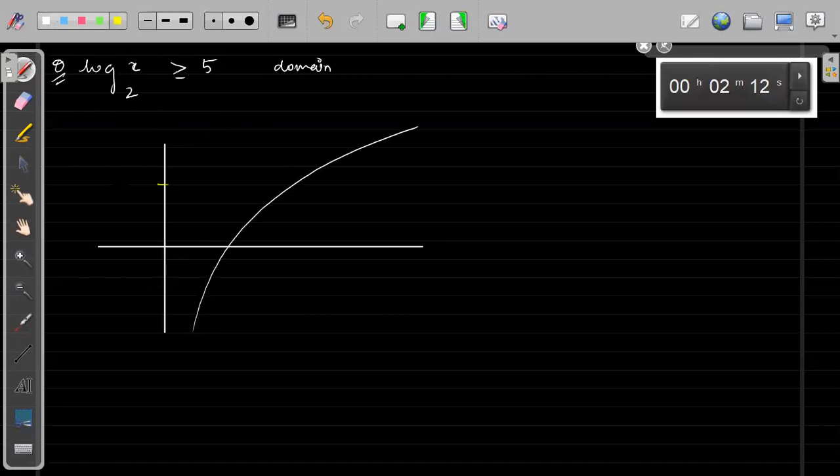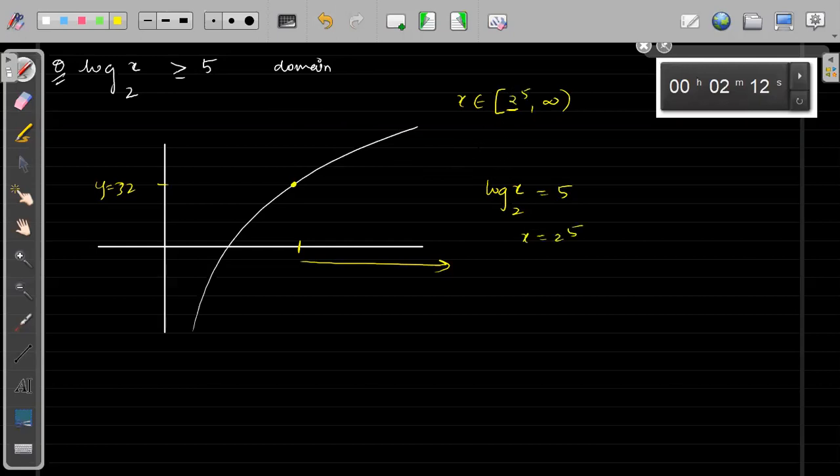We know that y is equal to 32 will be somewhere around here. So every value after this will be greater. So I just have to find the solution, x belongs to something to infinity. I will just find this value, which will be equal to 5. Log x base 2 is equal to 5. So that means x is equal to 2 to the power 5, or 32 you can write.